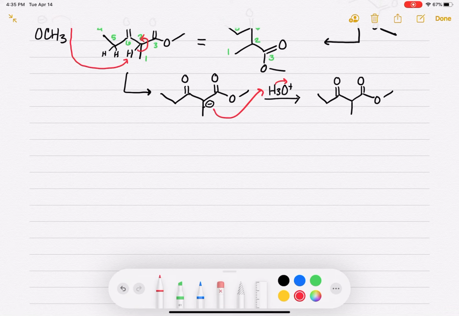I hinted at this in, I think it was in the last video. The next thing that we're going to look at is a crossed Claisen condensation. And this is when we're using two different esters. Just like a crossed aldol reaction.